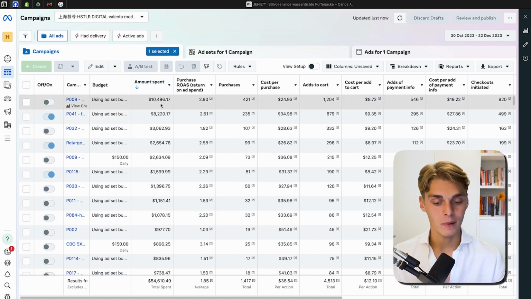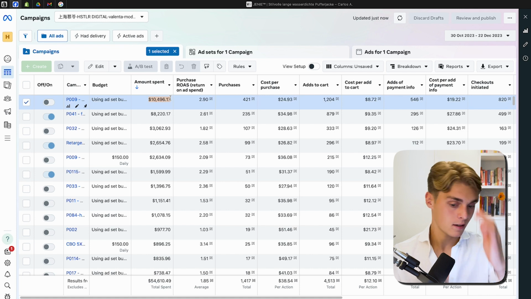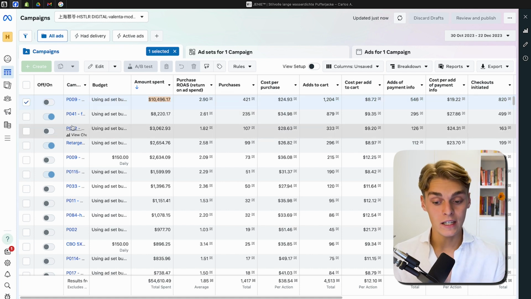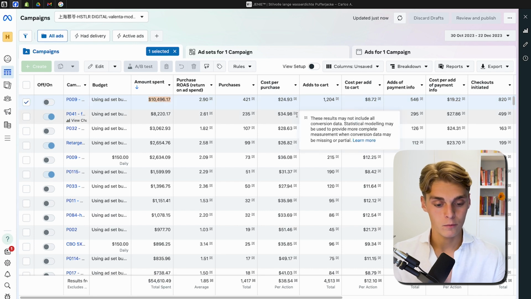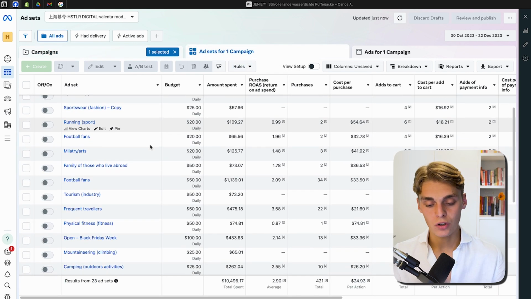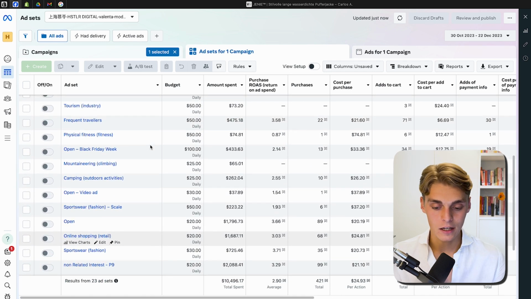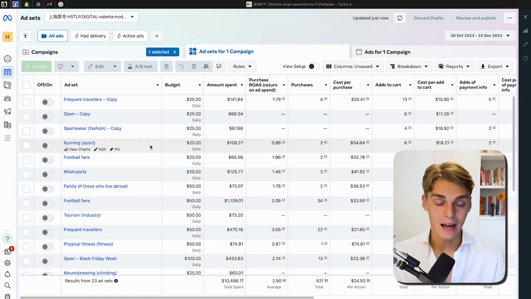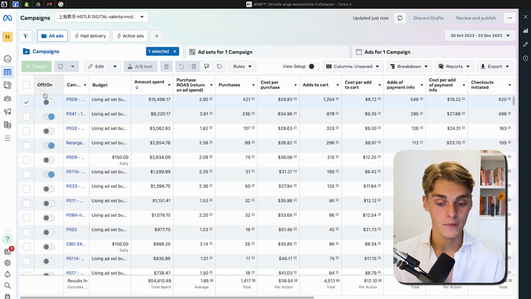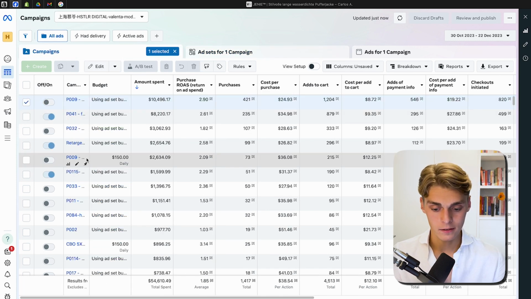I click on the amount spent and I see this one is 10,000 euros spent, $10,000, right? With an average ROAS of 2.9. And that is really good. So we're gonna go with this one, right? When we click on ad sets, you see I use a lot of ad sets in here as well. And normally I only use CBO campaigns that we have done here as well.